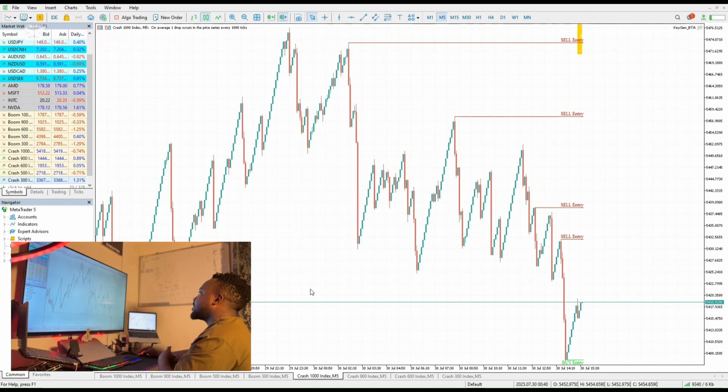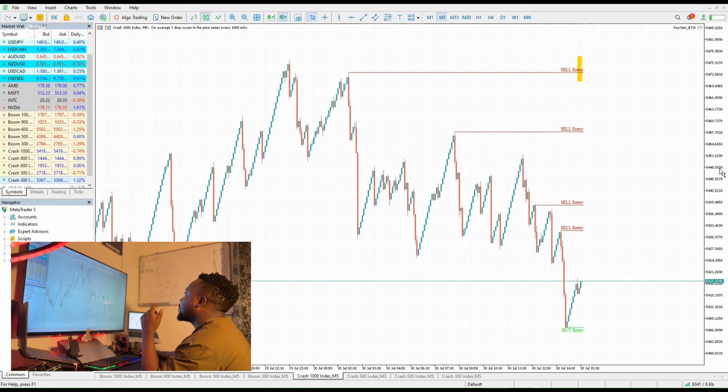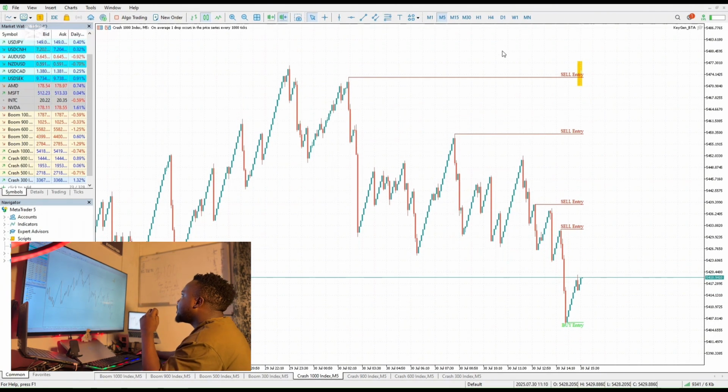Let's take a look at Crash and see if this indicator works. So we got these sells on right here, right? And this means that we're going to be catching spikes on Crash 1000. And can you see each and every time from the sell zone, we started to get sell entries, sell entries after sell entries. Right now we're getting a buy entry, but we're not at a blue zone. So we know that it's just a minor retracement before price continues down as well.